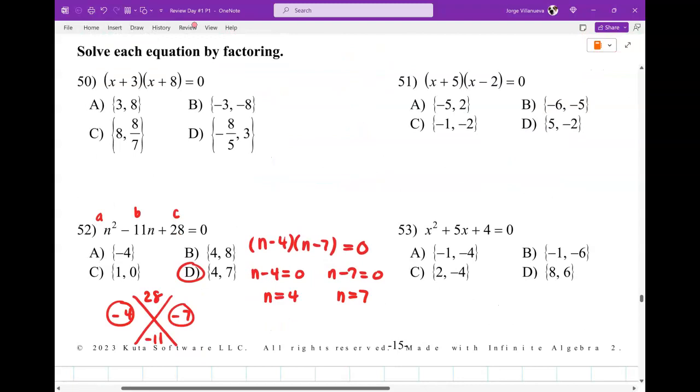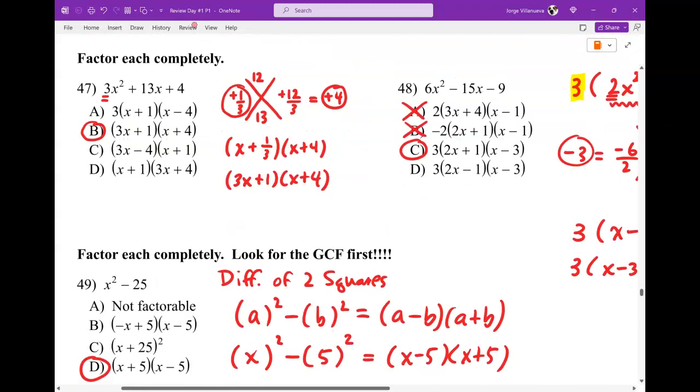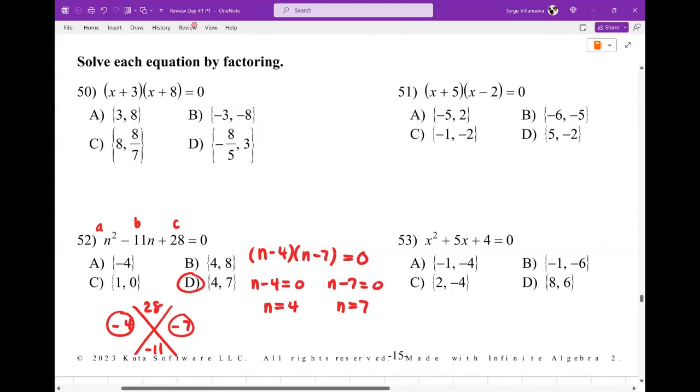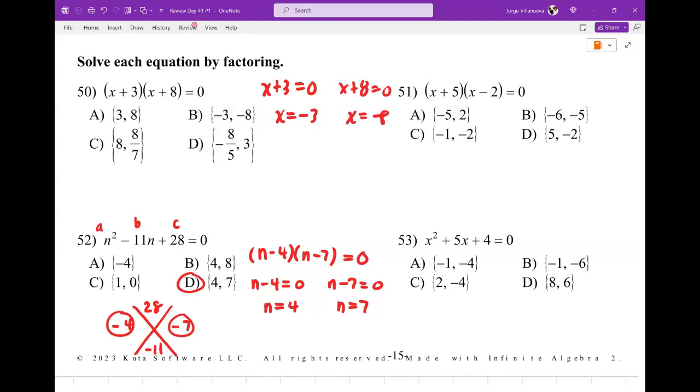We started on 46, right? All right, so 14 would be 60, I'm sorry. I don't know how to add. Solve each equation by factoring. Thankfully, number 50 is already factored for me, so all I got to do is just write x plus 3 equals 0. X plus 8 equals 0. This will be negative 3 and negative 8. So B.